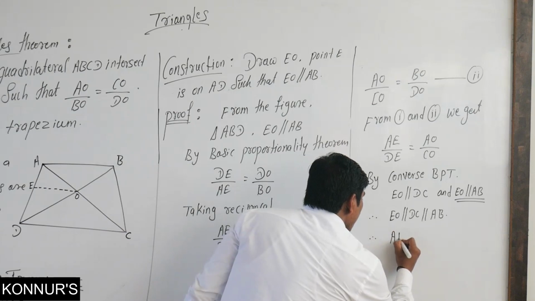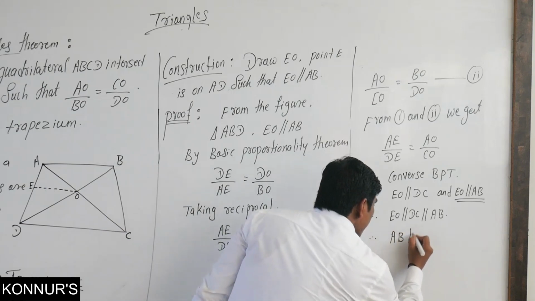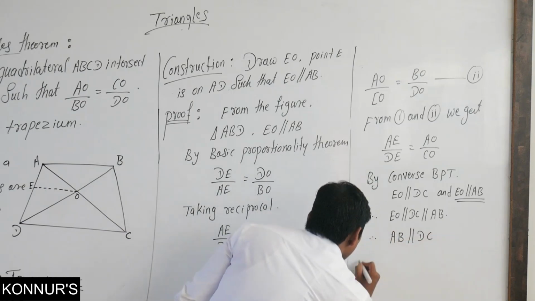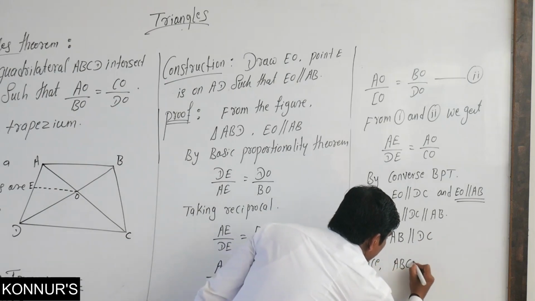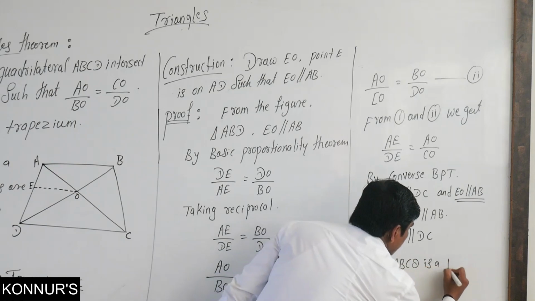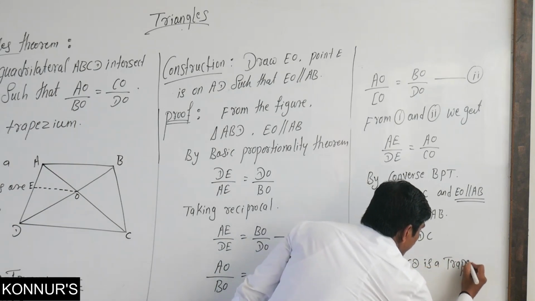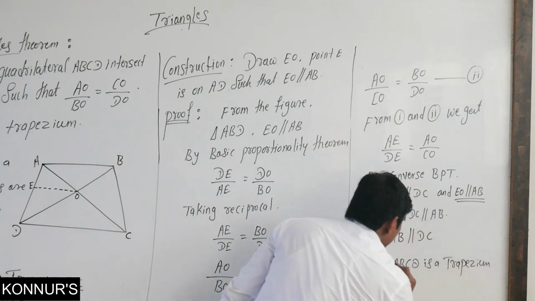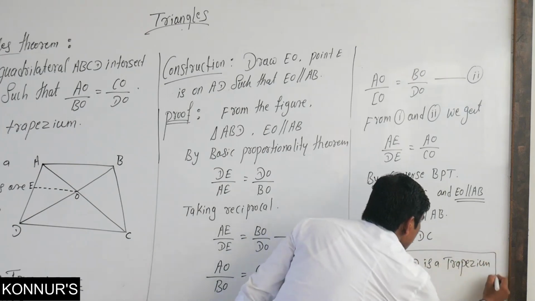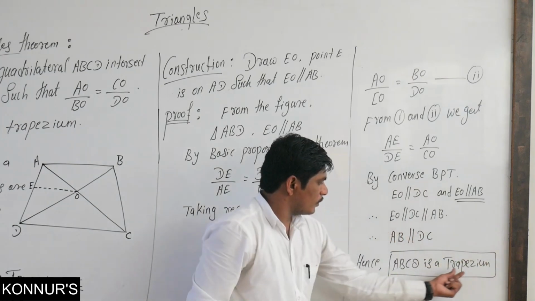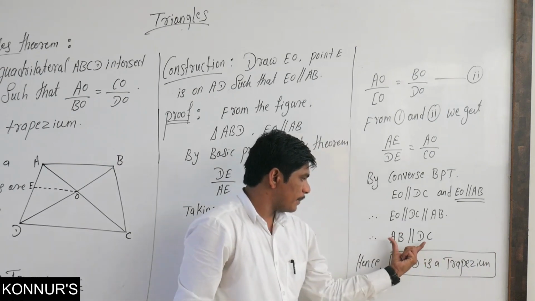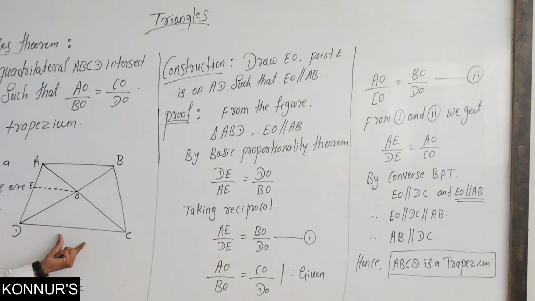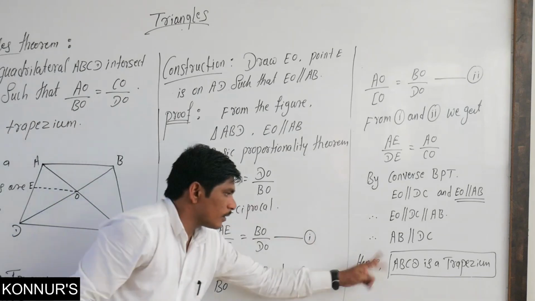Therefore AB is parallel to DC. Hence ABCD is a trapezium. Because the definition of trapezium is satisfied, AB is parallel to DC, a pair of opposite sides are parallel. That's why ABCD is a trapezium.